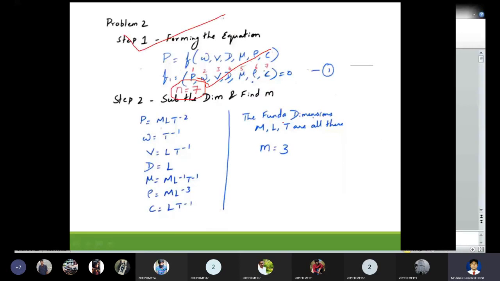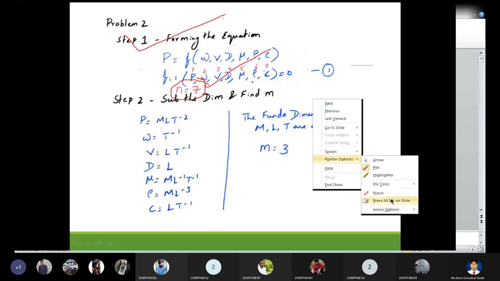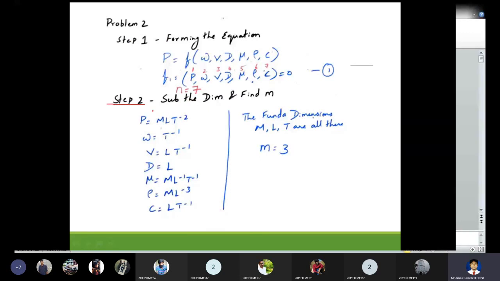First step is over. Next, we're going for step 2. Substitute the dimensions and find m. I'm going to find out the dimensions of each and every parameter that is mentioned here, and I'm going to write it. If you don't know these parameters, you have to derive them. You should know the formula.